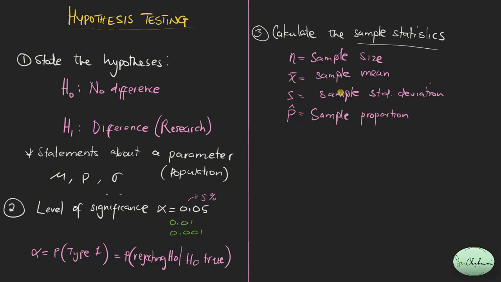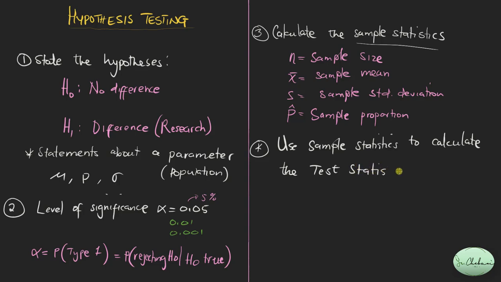Okay, so these are our sample statistics. Right, so in step number 4, we then use the sample statistics that we calculated in step 3 to find what is known as the test statistic. So we use our sample statistics to calculate the test statistic. The test statistic is calculated in different ways depending on what we are testing.